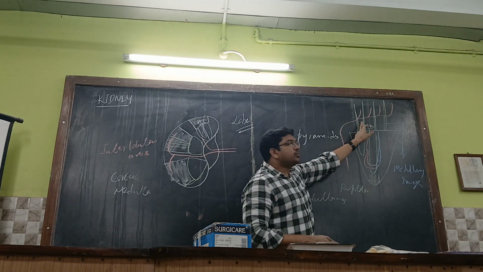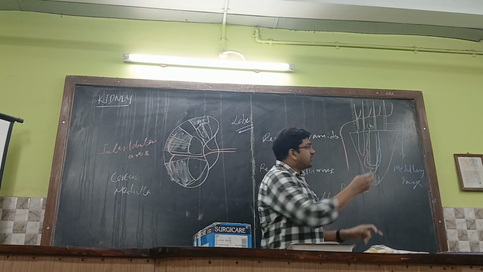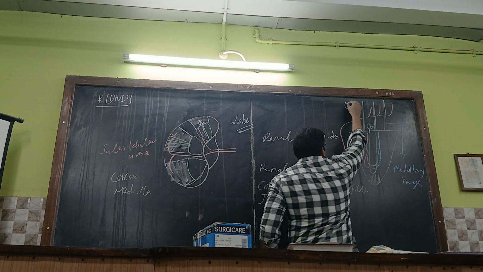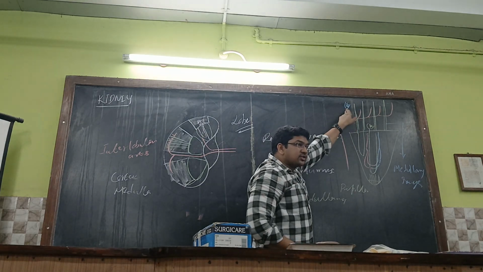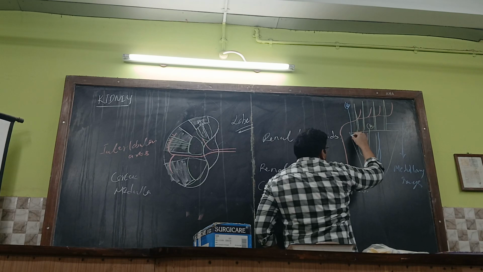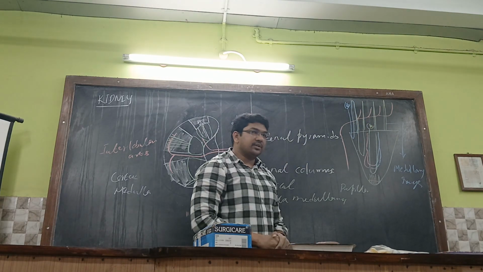See, the collecting tubules are the contents of the medullary rays. Why so? Because, for example, a cortical nephron is present over here. The loops of Henle will be going over here, and the collecting ducts will be entering into these medullary rays over here. Getting it or not?